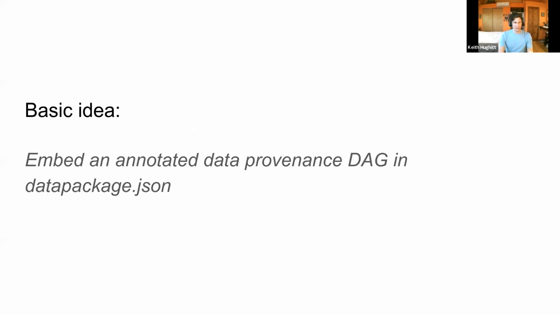Okay, so the basic idea that I want to present is to embed an annotated data provenance DAG in the datapackage.json file. I'm going to talk about why I think that's a useful thing to do, or it could be a useful thing, and how we might approach this, and then what a future could look like with data repositories interacting with these. But just keep this in mind as the big picture of what I'm going to talk about, or to give you something to work off of.